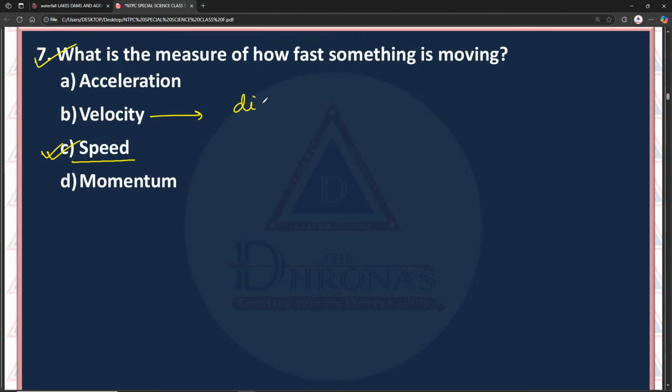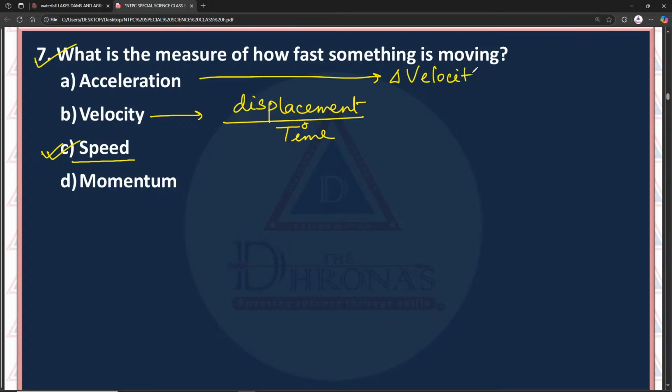Velocity means displacement by time. That means change in position with time. Now what is acceleration? Acceleration means change in velocity by time. Now what is momentum? Momentum means mass into velocity.